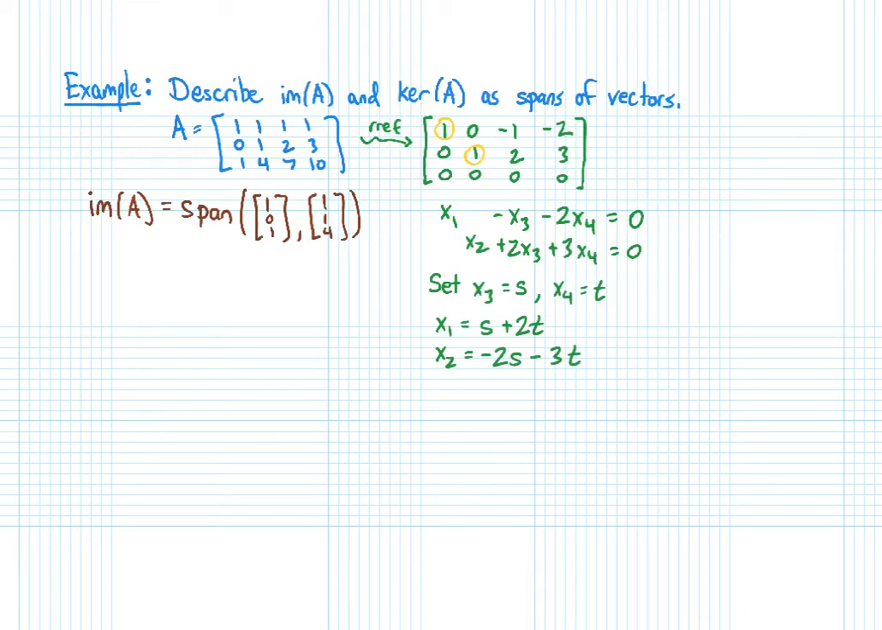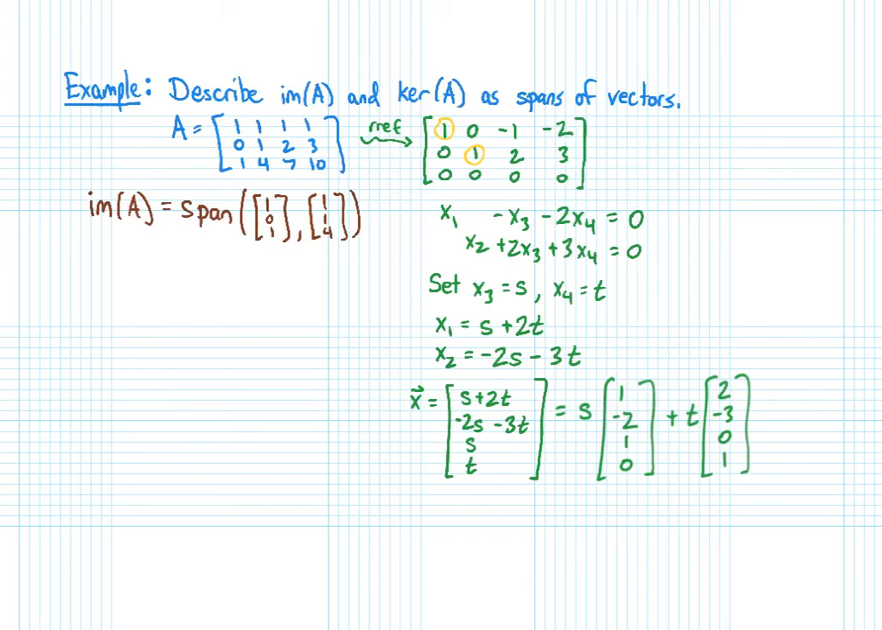And then combining everything together into a vector again, we get that x can be expressed in terms of s and t, and then we can separate it into a sum of two terms, where one term has an s in front and the other term has a t in front. We recognize that this is a linear combination of vectors. Because s and t can be anything, the set of all solutions ends up being all linear combinations of those two vectors. And that's exactly what the span of those two vectors is. So our answer for what the kernel of A is, is that it's the span of these two vectors, (1, -2, 1, 0) and (2, -3, 0, 1).